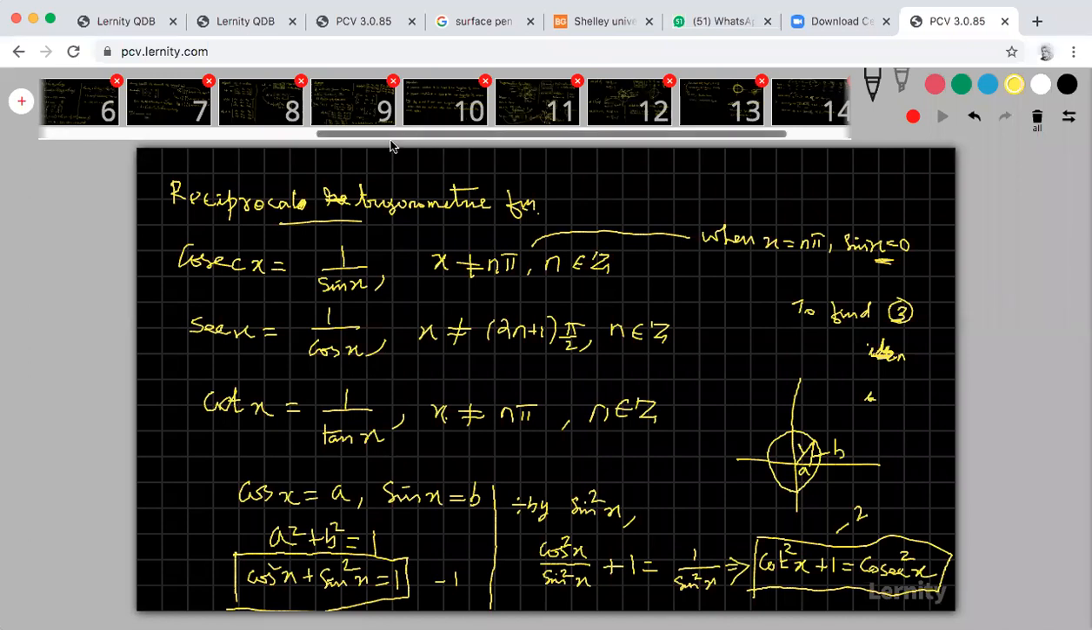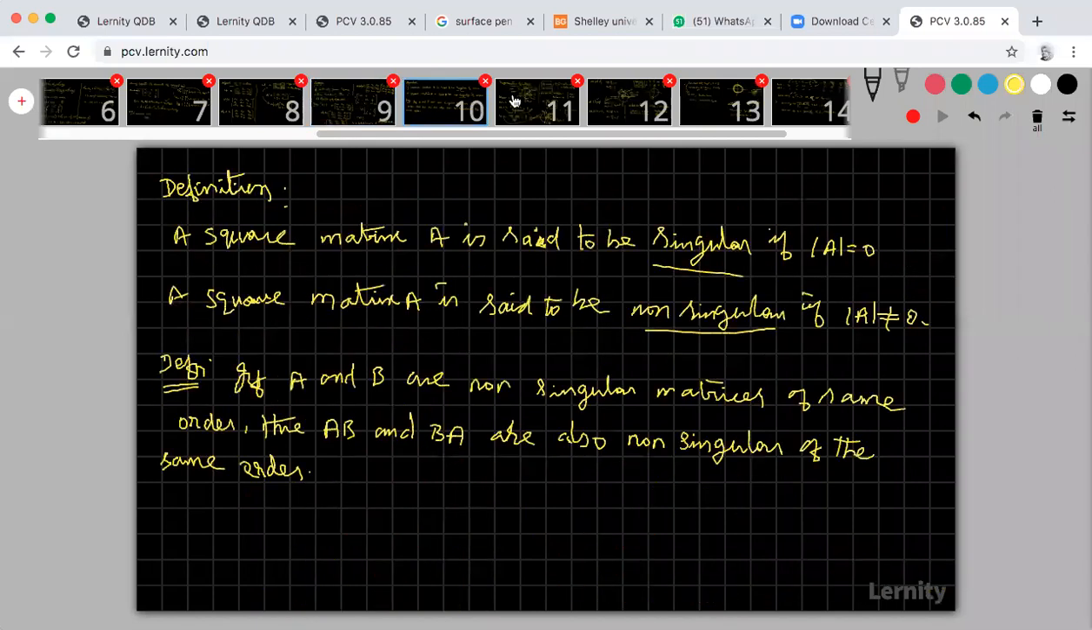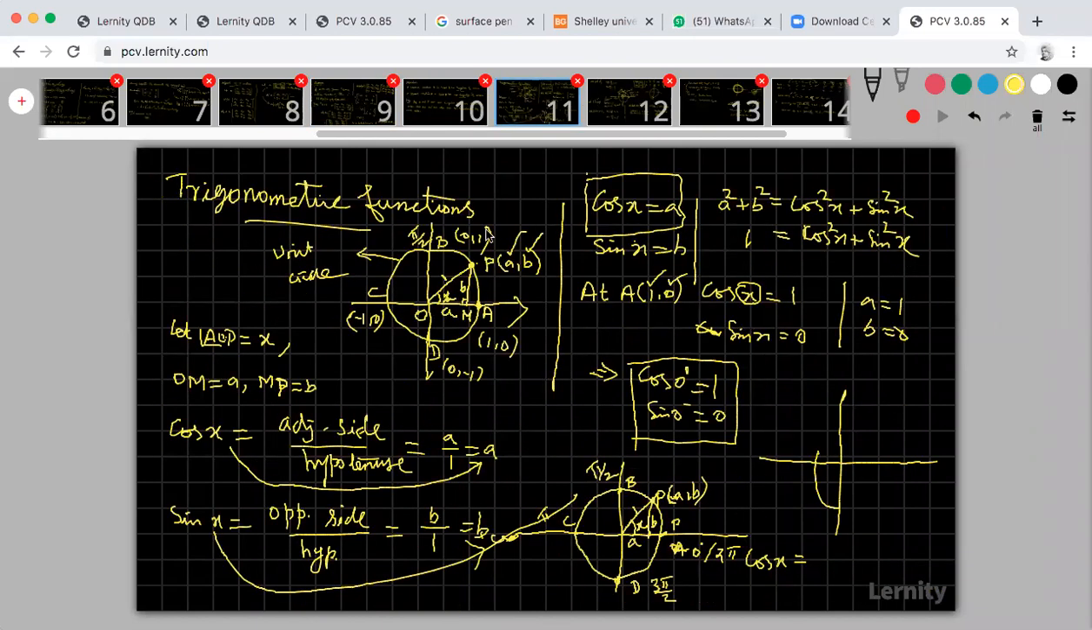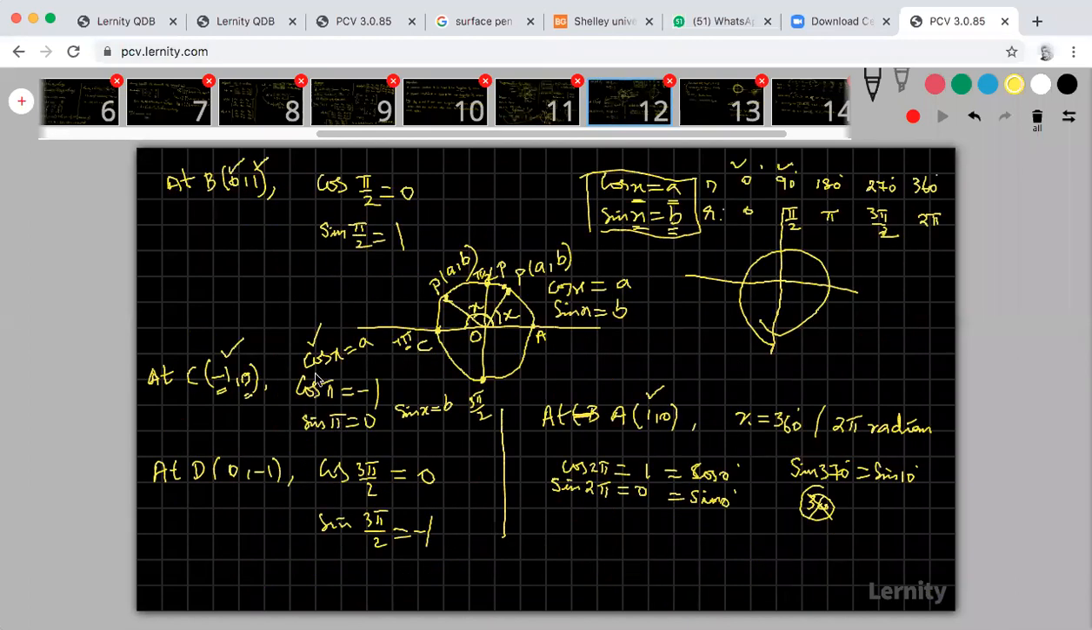So therefore we conclude that for trigonometric functions, consider a unit circle. In this we can easily find out our cos x, sin x. Cos x is A, sin x is B. Okay. So based on that, we find cos pi by 2 is 0, sin pi by 2 is 1, cos pi is minus 1, sin pi is 0, cos 3 pi by 2 is 0, sin 3 pi by 2 is minus 1, cos 2 pi is 1, sin 2 pi is 0.